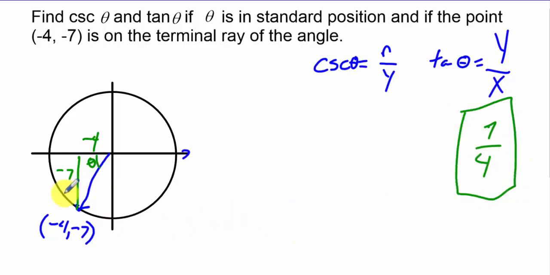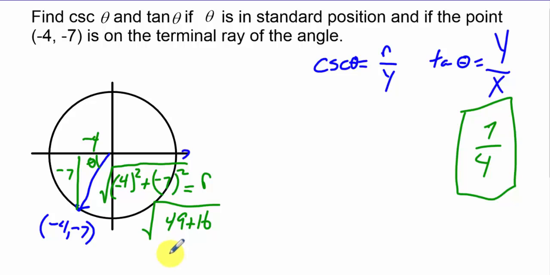The cosecant, I'm going to need a radius to do that. So again, we have a Pythagorean theorem working right here since that's our right triangle. So that's -4 squared plus -7 squared, all square rooted, will equal our radius. So that gives us a 49 and a 16 added together. That is root 65. So we need our r, which is root 65, over our y value, which is -7 in this case.